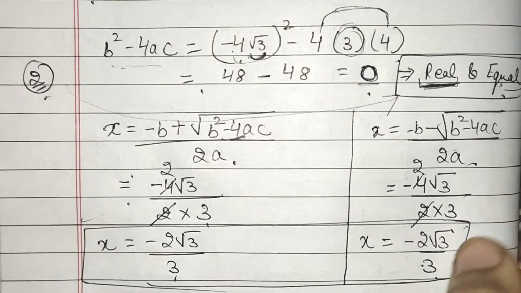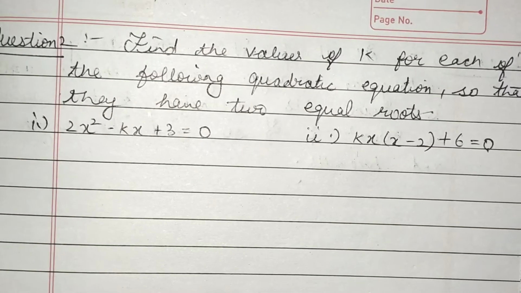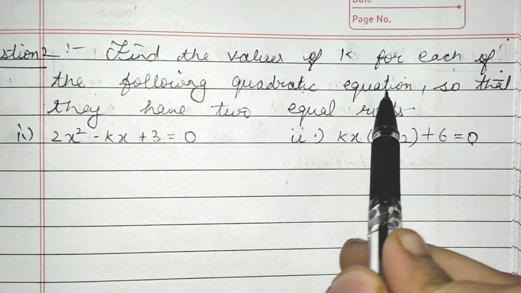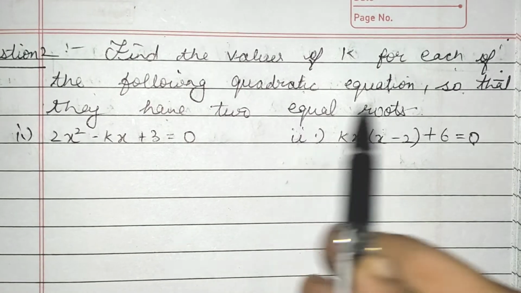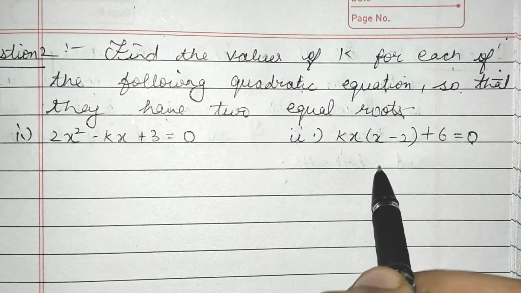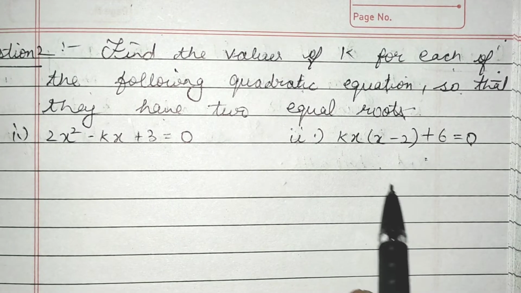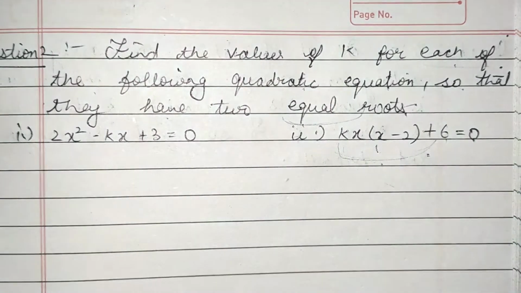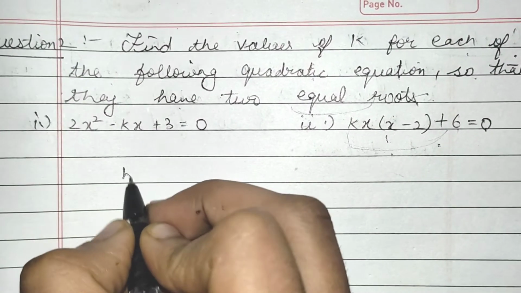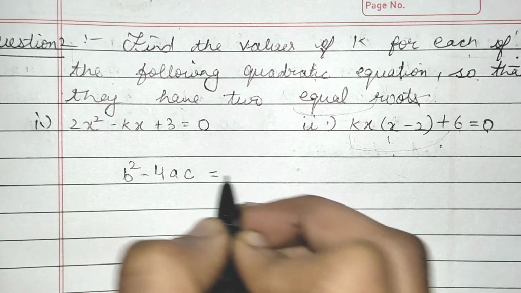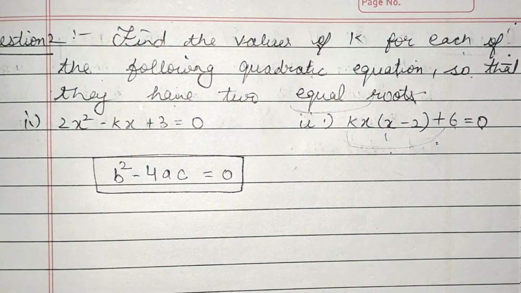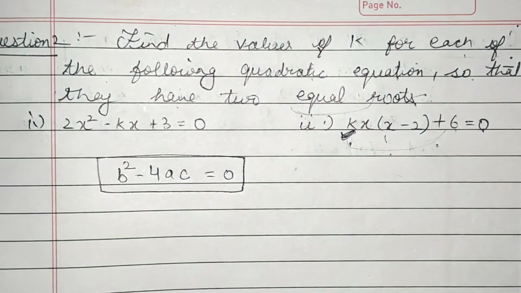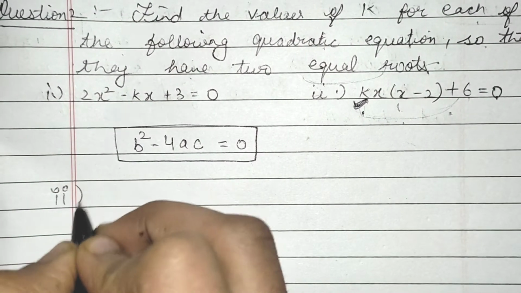Okay, understood? Let's move on to question number 2. Question number 2 says what? Find the value of k for which each of the following quadratic equations has two equal roots. So this time it is given to you that your quadratic equation is having equal roots. So what is the condition for equal roots? I have told you right now that b square minus 4ac is equal to 0. So you have to find out the value of this k, right? So let's do the second part.